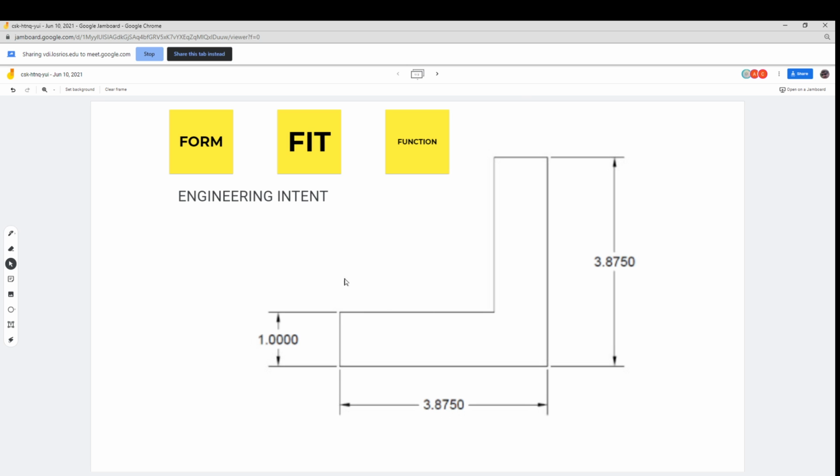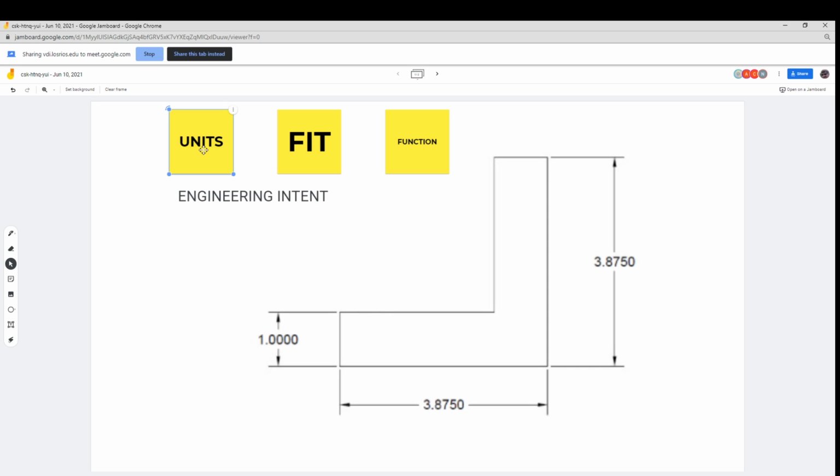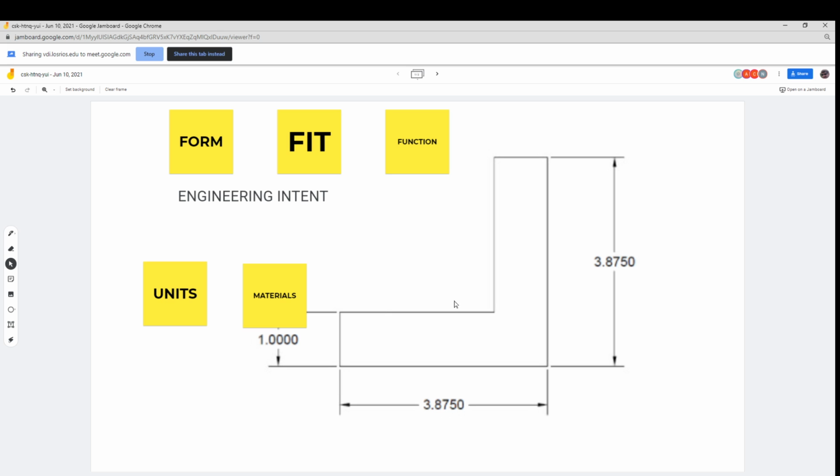And when you do a drawing, you have to be very clear. You're transmitting the engineering intent. So you can't have any guessing. You have to be able to get to it. So most of you did indeed talk about things like units. You talked about things like materials. And materials, I'm going to include what type of material and the thickness of the material.